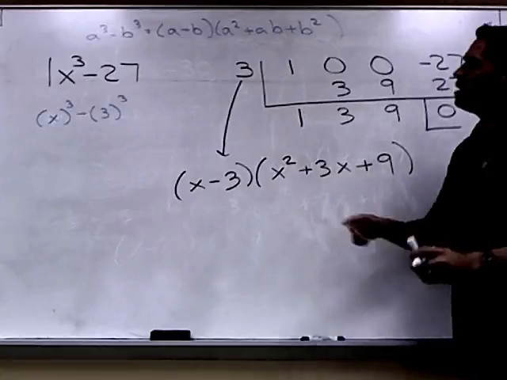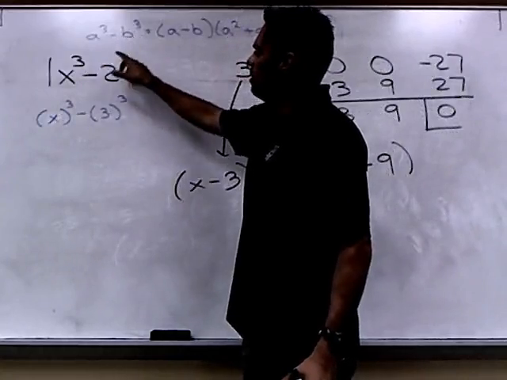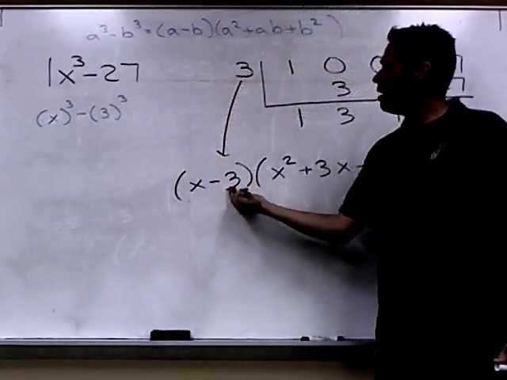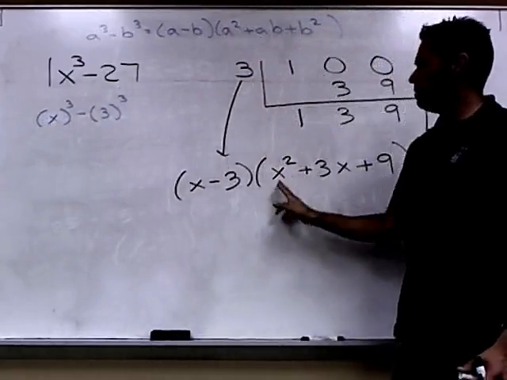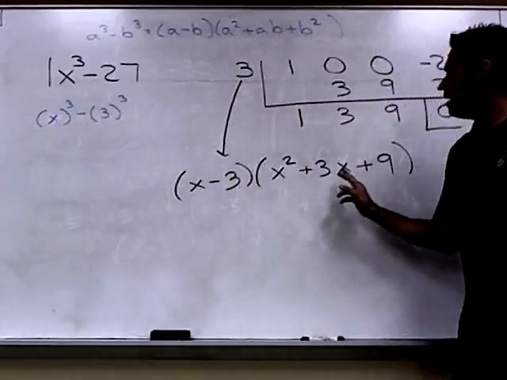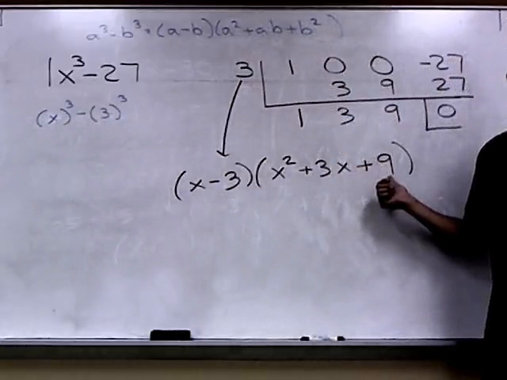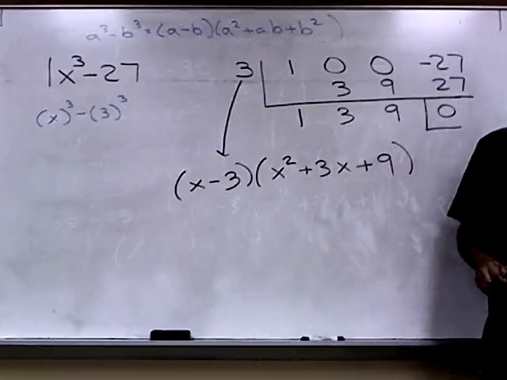So you're supposed to realize that your x is your a and your 3 is your b. So this should have been x minus 3, then whatever a squared is, so that's x squared, then a times b, which would have been 3 times x, and then plus b squared, which would have been 3 squared, which is 9. So same thing, no formula necessary.